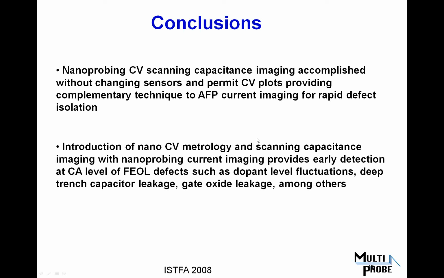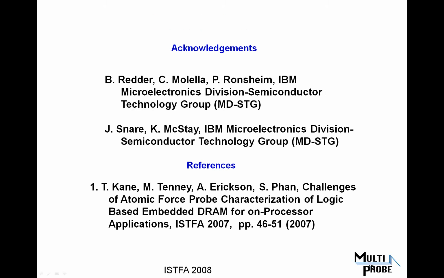The introduction of nano-CV metrology and scanning capacitance with nanoprobing current imaging enables us to detect at CA level with a minimum amount of delayering such frontal line defects as dopant level fluctuations, deep trench capacitor leakage type characteristics, as well as gate oxide leakage fails in themselves. So that's the summary of our paper, and if there are any questions, we'll be happy to entertain them now.